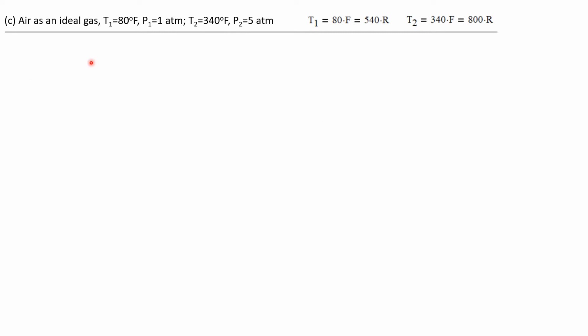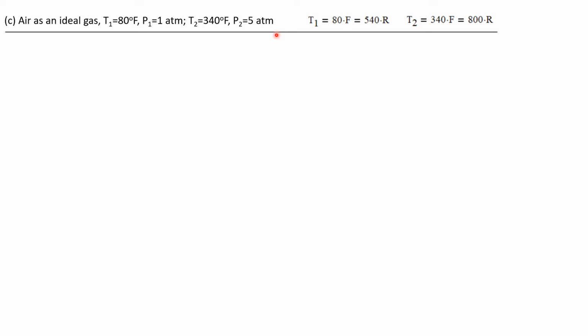Let's look at the third part of this problem. We have air as an ideal gas at a temperature of 80 degrees Fahrenheit and a pressure of 1 atmosphere. Those two independent properties define state 1. State 2 is at 340 degrees Fahrenheit and a pressure of 5 atmospheres.